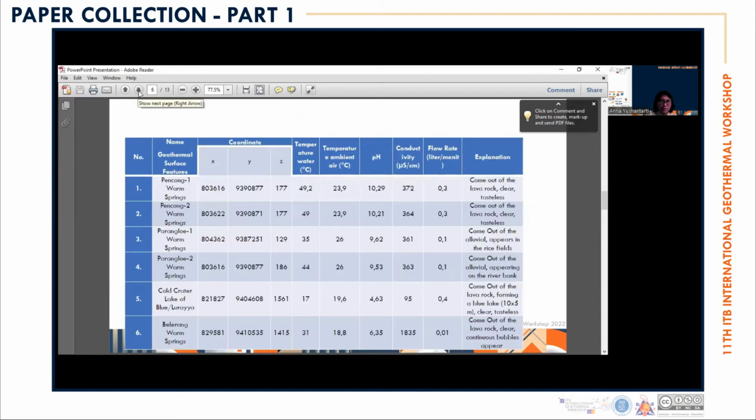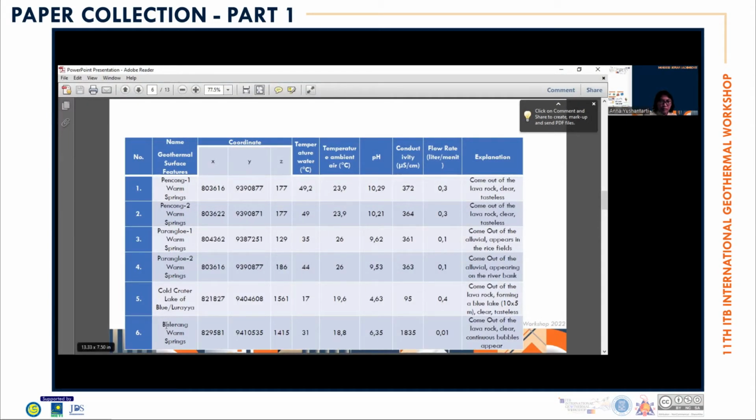This is the physical characteristic of the surface geothermal features. The Pencong and Paranglo have a water temperature of about 35 to 49 degrees Celsius. The pH tends to be alkaline and the conductivity is 300 microsiemens per centimeter, and they have a low flow rate.